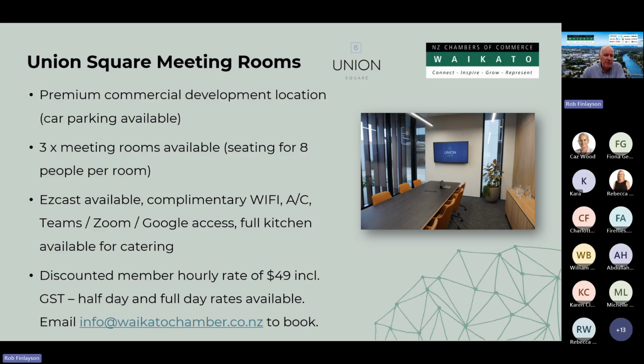Another benefit for Chamber members is that we offer a discounted member hourly rate. Off the street, you're going to be paying $59, including GST, per hour. We also provide half-day and full-day rates. However, if you email the Chamber at info@ as a member, you're going to receive that hourly rate of $49 per hour, including GST. So again, there's another saving and benefit by being a Chamber member. You may have meeting rooms on site, but you might want a confidential off-site meeting room one day. These are the perfect rooms for doing that, and we'd love to see you in here.